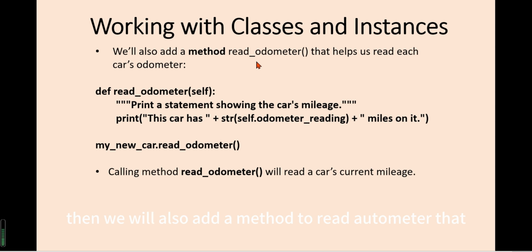Then we will also add a method readOdometer that helps us read each car's odometer. So inside the class we define an extra function called readOdometer. This function's job is to print how many miles the car has on it. So this statement, string self.odometer_reading, gets the value of the attribute odometer reading of this car, self representing this car.